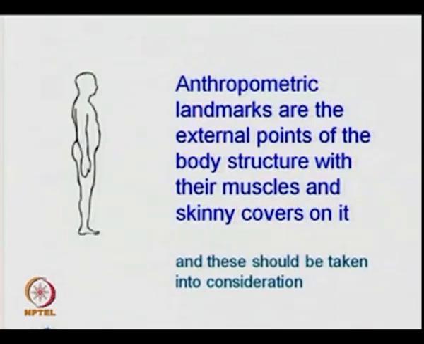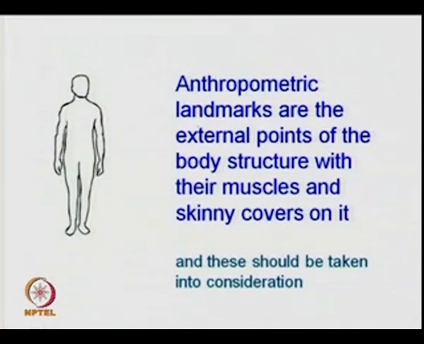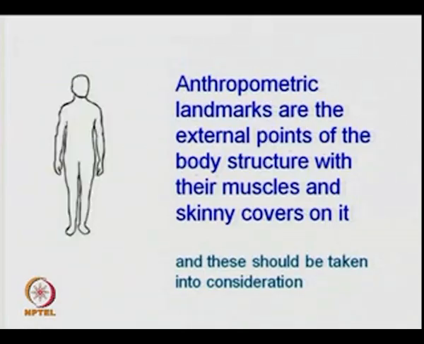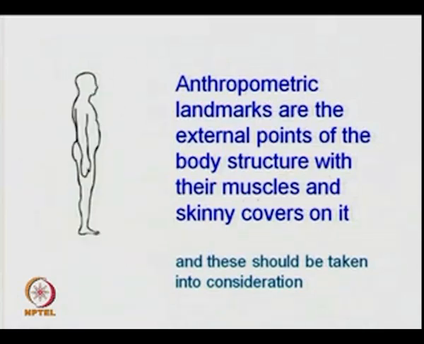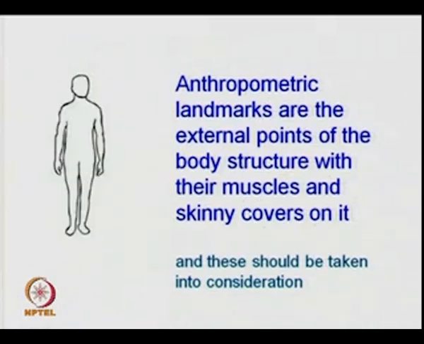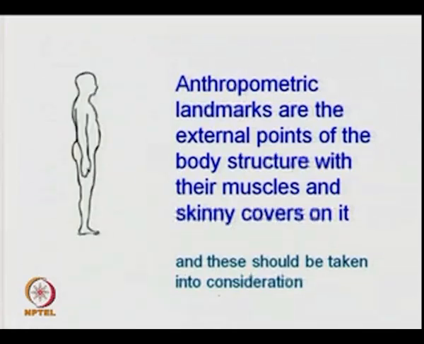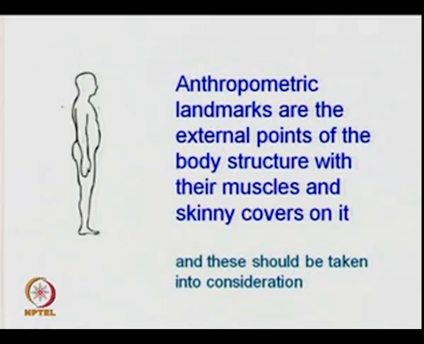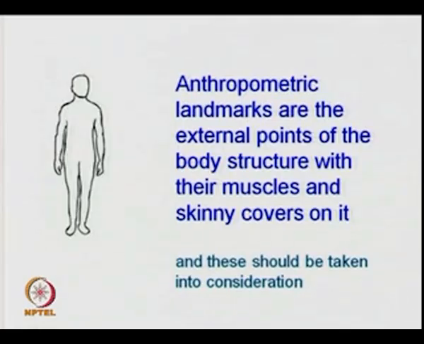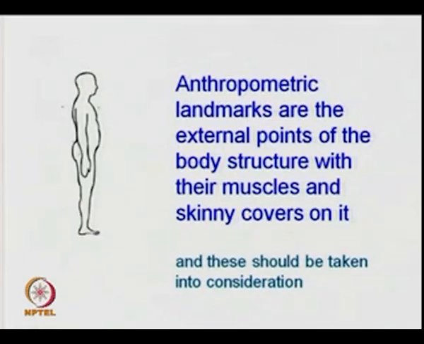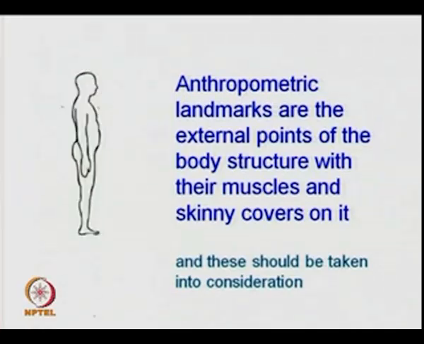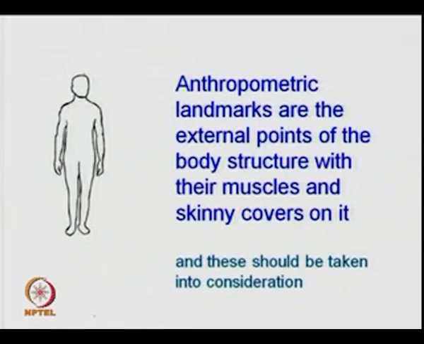Now, with this, the anthropometric landmarks are the external points of the body structure with their muscles and skin cover on it, and these should be taken into consideration. Means for these points, height points and some prominent bony points are normally taken as landmarks. So, this we are going to discuss now in a standing posture.